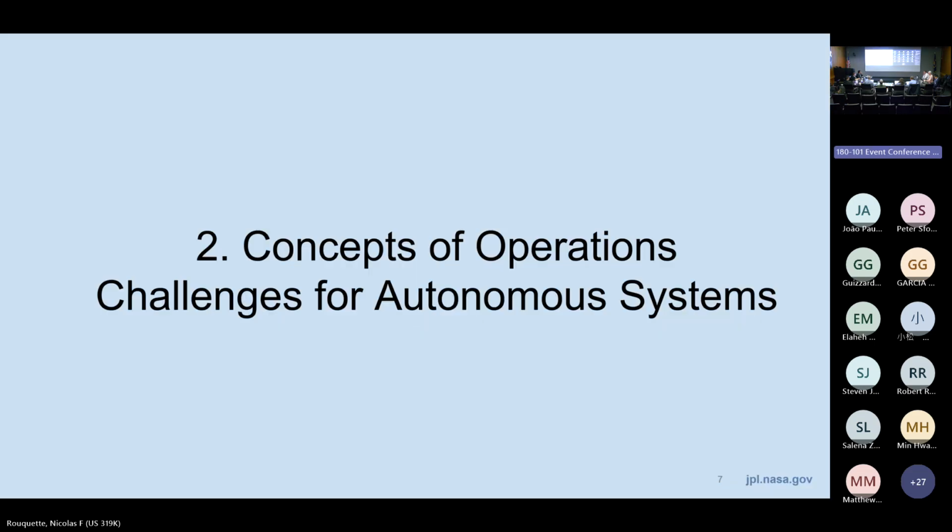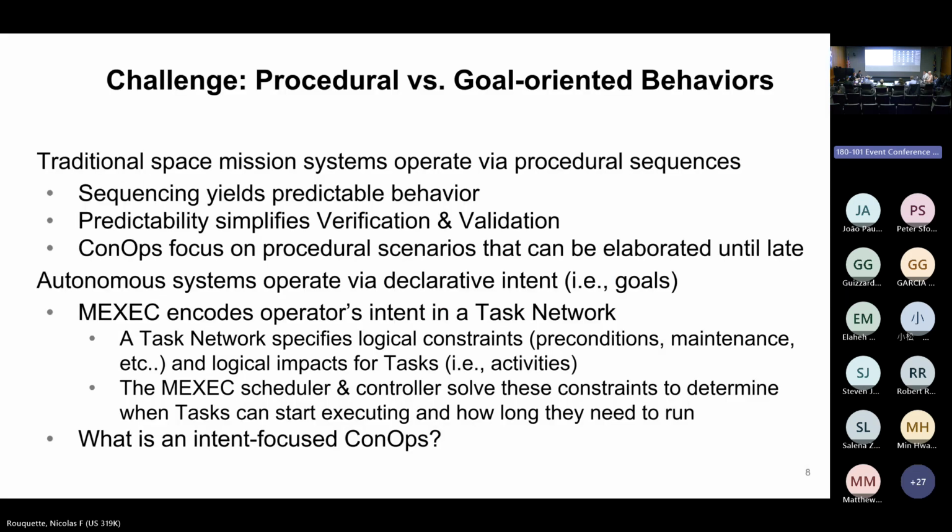So now I'm going to describe what makes defining concepts of operations for this kind of rovers hard, and there's 3 kinds of challenges. The first one is procedural versus goal-oriented behaviors. So in a traditional space mission system, we operate these things with sequences of some kind, maybe sequences with branches or anything else. But the main thing is it's predictable behavior. That predictability simplifies V&V because you know what to expect. And we can delay the development of ConOps until fairly late when all of the details of those behaviors become clear.